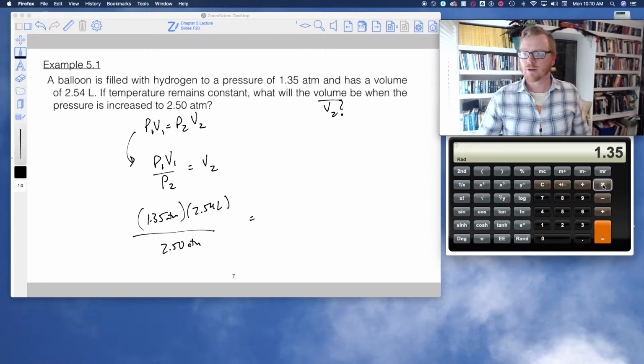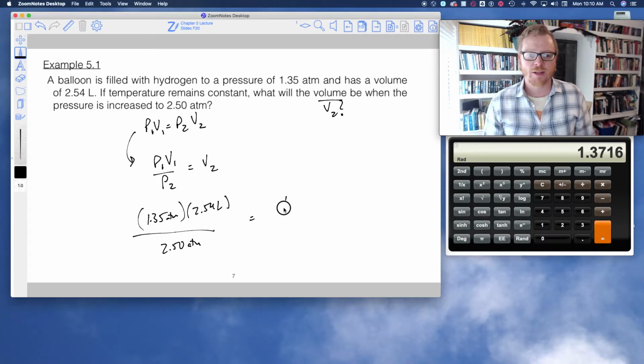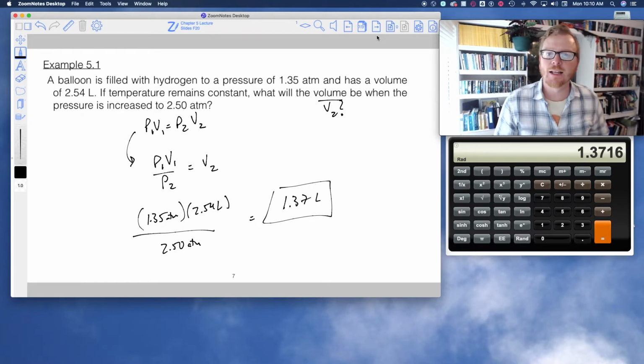1.35 times 2.5 divided by 2.5, and it looks like 3 sig figs all around. Yep, it got smaller. 1.37 liters. Fantastic. Okay. Let's move on.